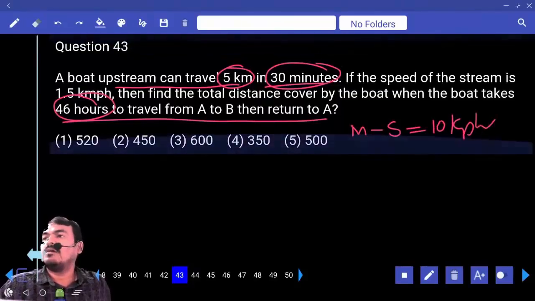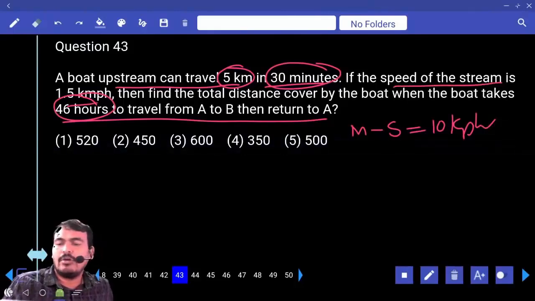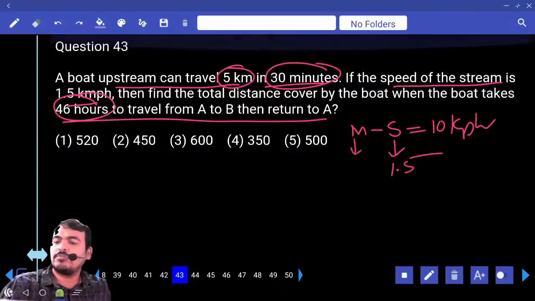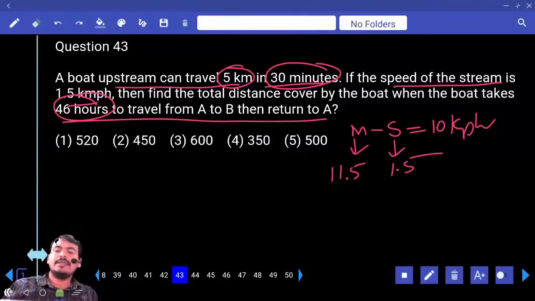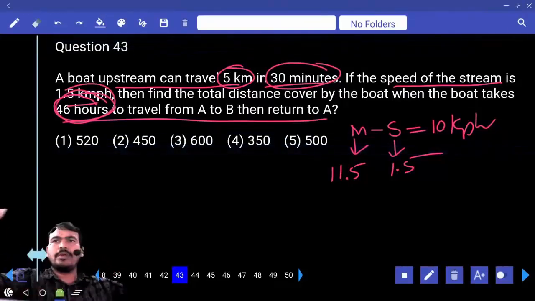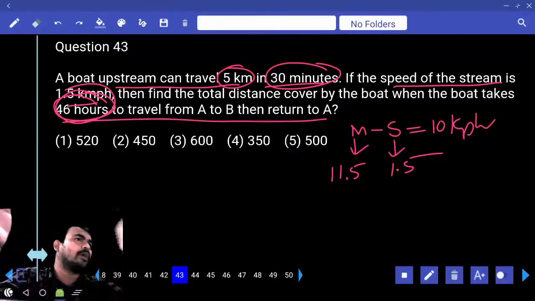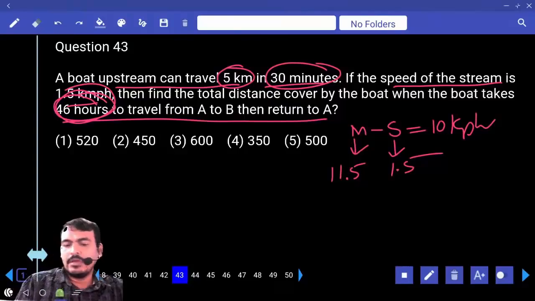M minus s equals 10 kilometers per hour. But already the speed of the stream is given as 1.5 kilometers per hour. So s is 1.5, then m must be 11.5. And the total time given is 46 hours. Total time means A to B time and B to A time. A to B means downstream speed, and B to A means upstream speed. Downstream speed means adding. 11.5 plus 1.5 is 13.